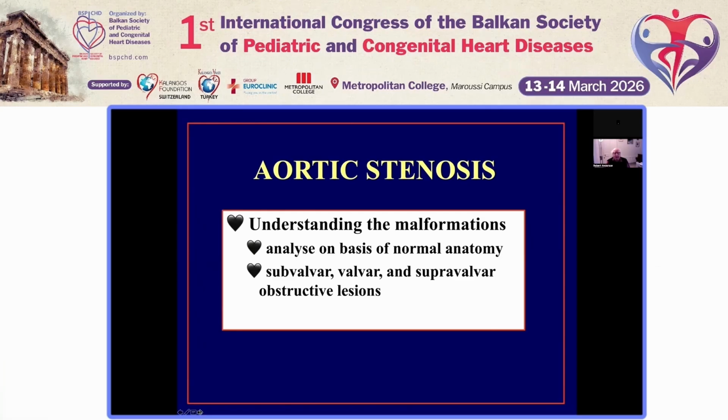The valvar stenosis we need to analyze in terms of the functionally bicuspid valve, but please do remember all the lesions can coexist. So there we have it, aortic root and aortic malformations.